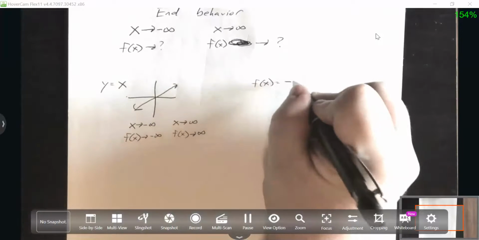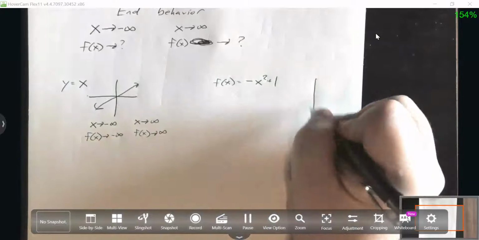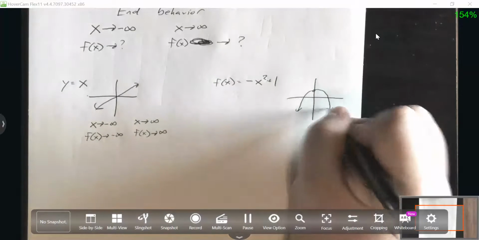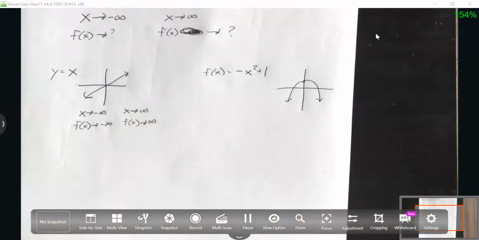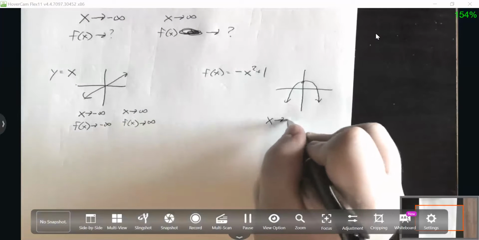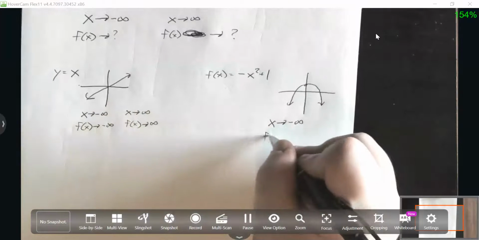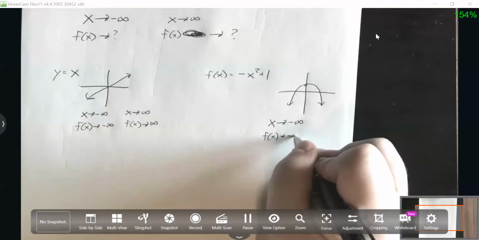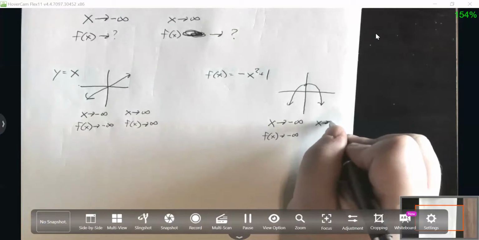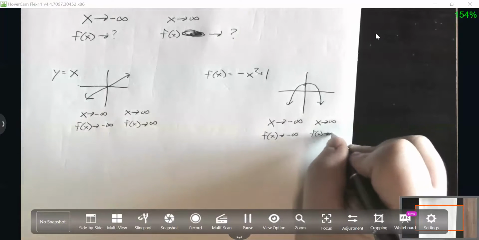How about if we were looking at negative x squared plus 1? All right, if I were to sketch that again, it's moved up 1, it's an upside down parabola, and that's a bad parabola, but we'd have something that looks like that. So again, I'm asking if x goes to the left, what happens? Well, as we go left, it goes down forever, so f of x is going to negative infinity. As x goes to infinity, this is still going down, so f of x is still going to negative infinity.